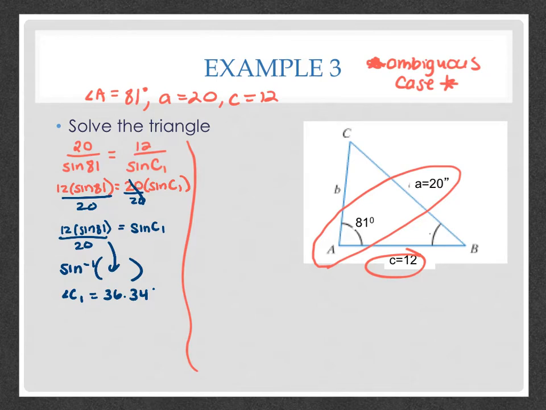Okay, so now I'm going to assume there's a second triangle. To find angle C2, I take C1 and subtract it from 180. So 180 minus 36.34 is 143.66. We're going to come back to that because we're going to finish our first triangle. Questions so far?